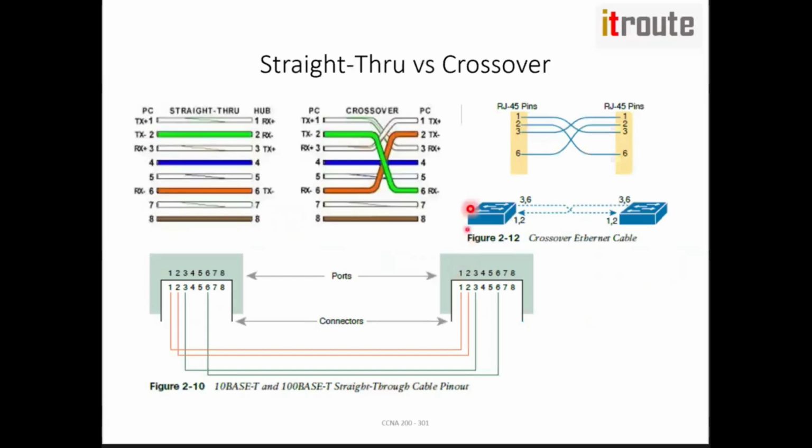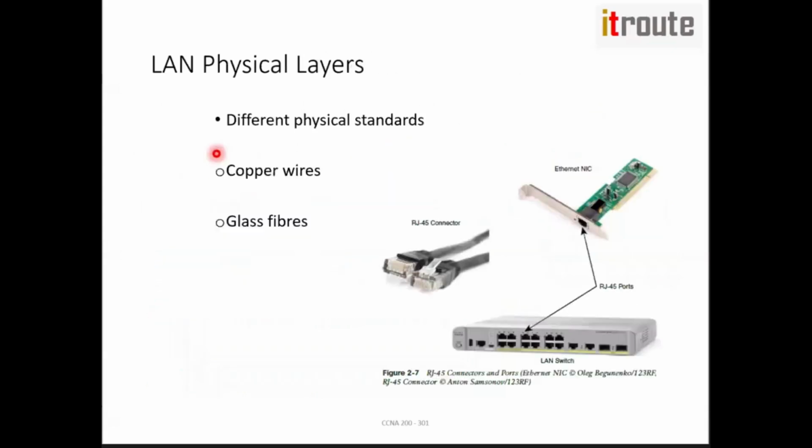Now, straight through versus crossover cable. For straight through cable, we have these types, let's say PC to hub. Inside this straight through cable, we have 8 different pins, so that means 8 different very thin wires. This is an unshielded twisted pair, and inside this cable we have 8 different pins.